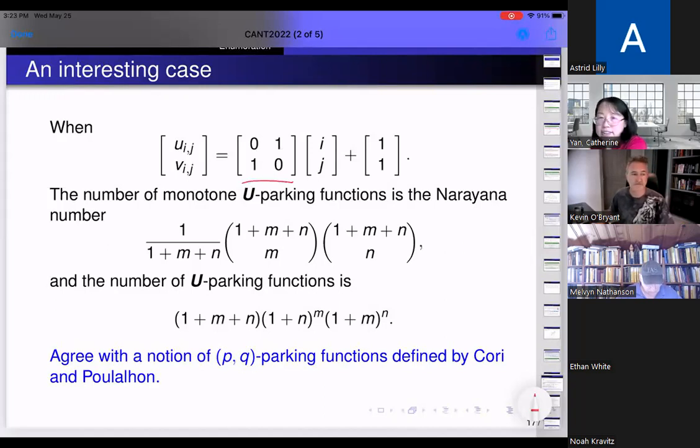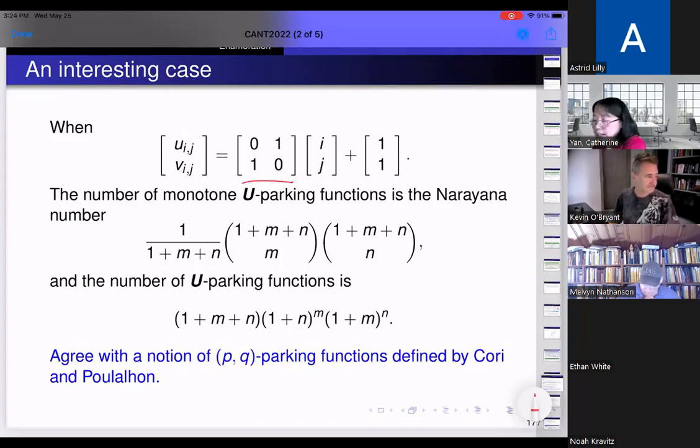The reason is that's not interesting, because that will give you a two variable polynomial that is just the product of two one-dimensional things, separable. This is the easiest case where you cannot separate x and y. In this case, the number of monotone, or increasing, U parking functions is given by a product of two binomial coefficients over 1 plus m plus n.